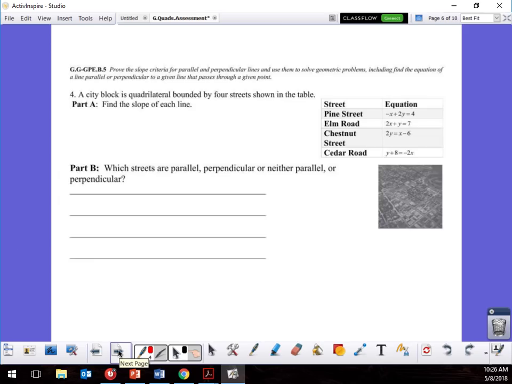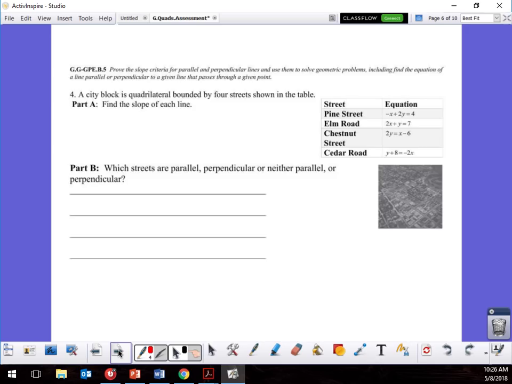Okay, a city block is a quadrilateral bounded by 4 streets shown. You can kind of see it here. It's not a very good picture. It's a horrible picture, actually. In the table below, find the slope of each line. So this is stuff that we did a long time ago. Finding the slope, it's basically you're going to turn each one of these into a y equals.